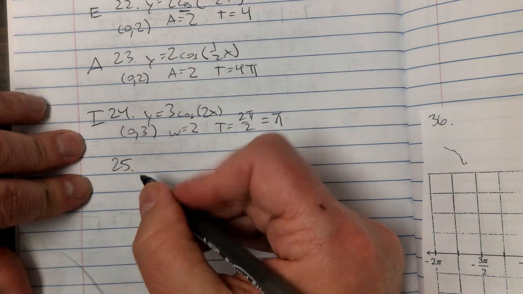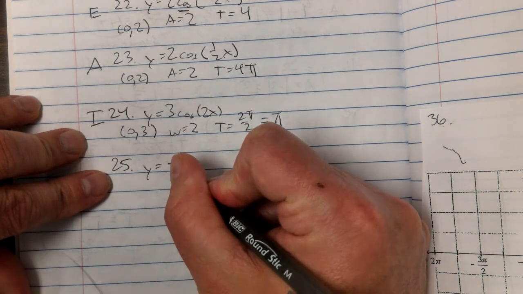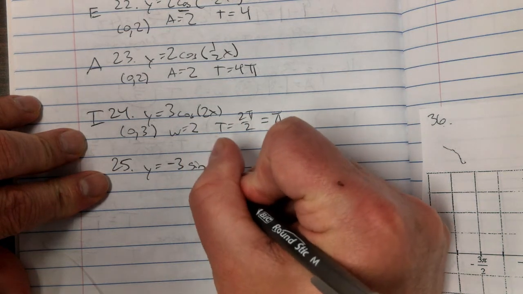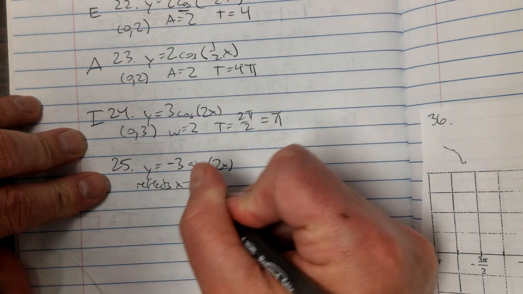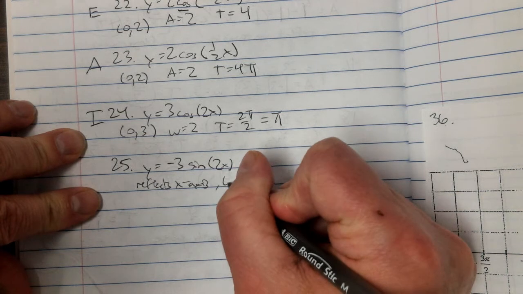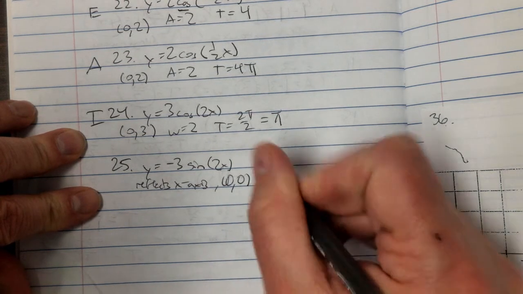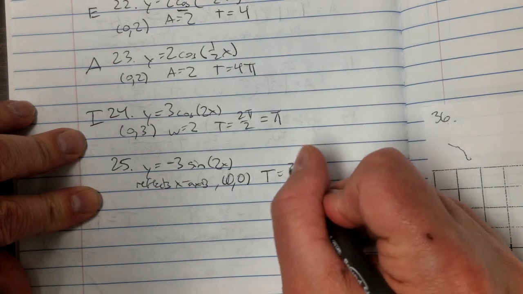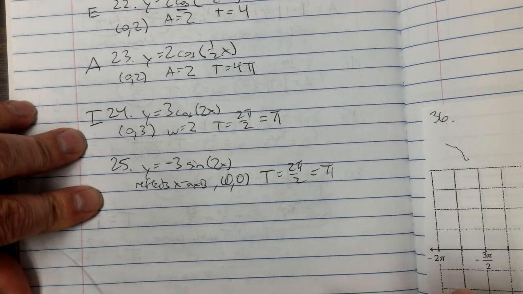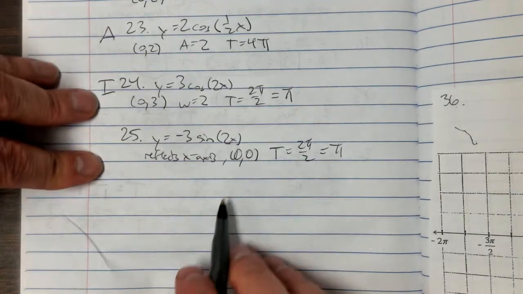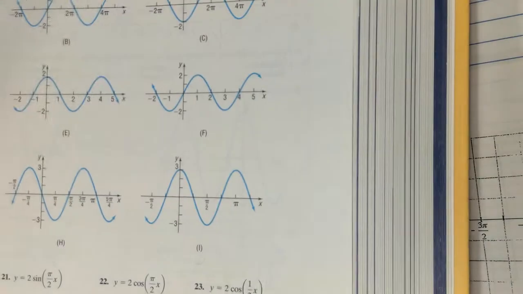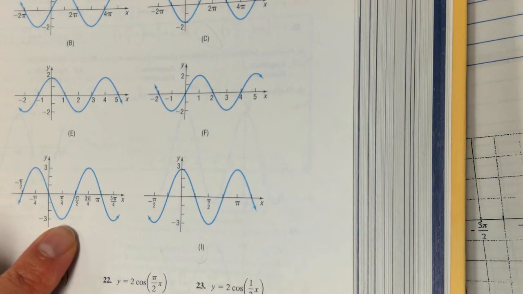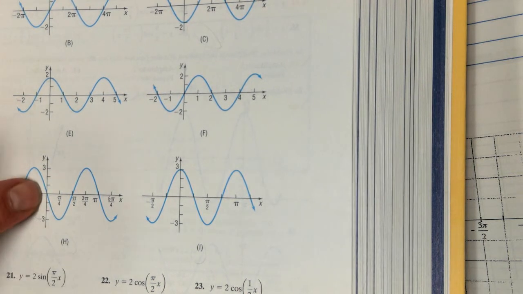25. This one we have y equal negative 3 sine 2x. So this reflects the x-axis, and it goes through 0, 0. It's a sine graph, and our period would be 2 pi over 2, which is pi. So this one, it's going to go through 0, 0, and then start going low after that. So that's going to be H. So it goes through 0, 0, then it's down, and then it's back up. So that's H.